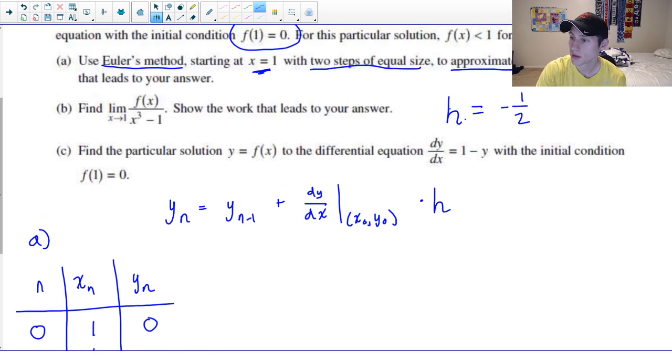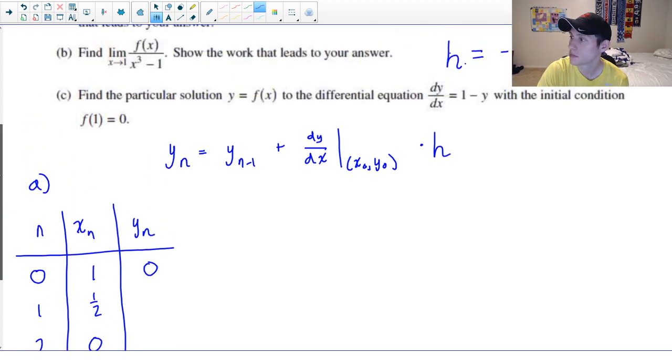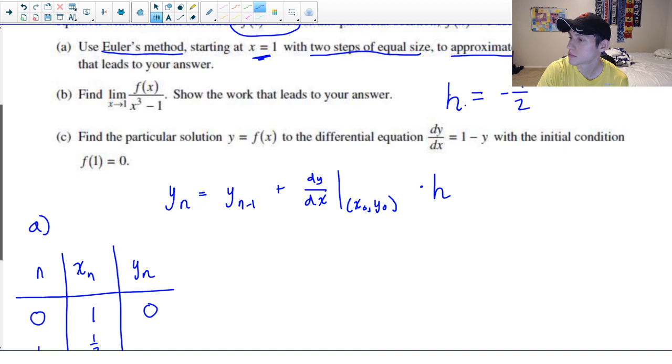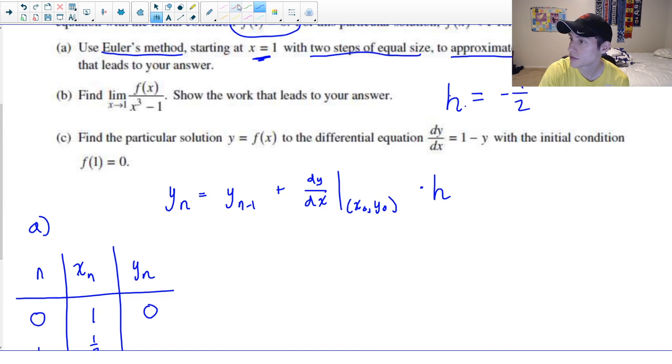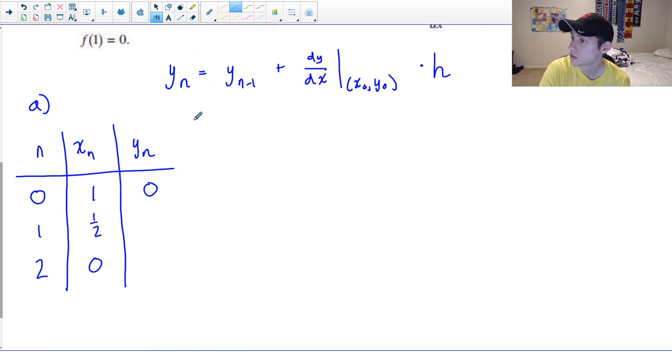Okay, so my first step will take me from 1 to 1/2. And then my second step will take me from 1/2 to 0. And now we just have to start plugging things in to our process. So we're using this in general. I want to know y1.